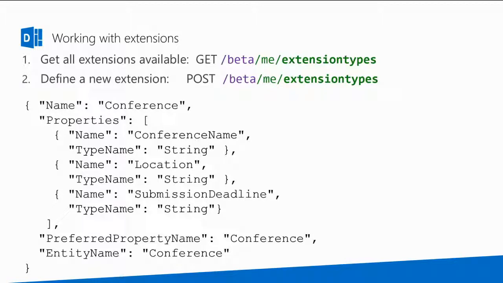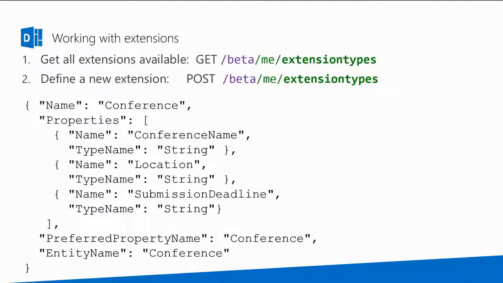So the first thing the app did was to post an extension if it wasn't available. I did not use a get and check whether I got it back. I should have done that, but for some reason that didn't happen. Maybe we thought of it too late. But if you do a get to extension types, you get all the extensions back. If you do a post, then you can define a new extension as shown here.